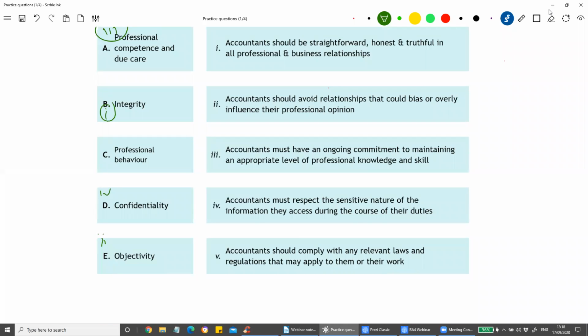And then hopefully that should mean that number 5, if I just go down a bit, should be professional behavior. Now I say should be. One of the great things about matching questions is, of course, you're kind of checking yourself as you do the answer, because if this doesn't tally with professional behavior, I know I've made a mistake somewhere and I'm going to go through the options again. But obviously we've just seen the material, so I feel pretty confident about it. Accountants should comply with any relevant laws and regulations that may apply to them or their work. Okay, so I can just put a number 5 there, and we've completed the matching question.